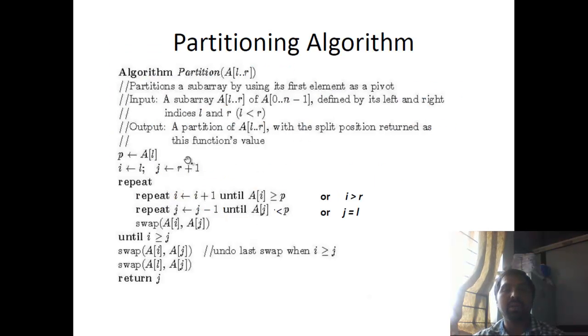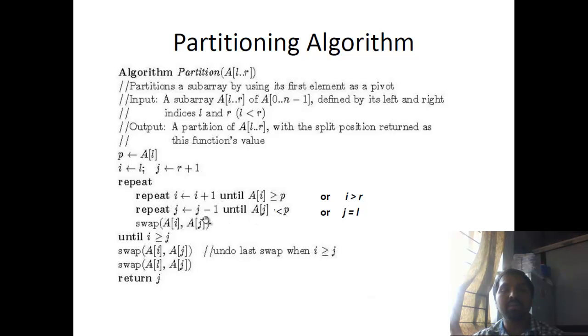So the partitioning algorithm. When we take the partitioning algorithm, the first element we consider as the pivot element, P equals A of L, and then I equals L, J equals R plus 1. Repeat I equals I plus 1 until A of I is greater than or equal to P. So when searching from the left side with index I, we need to find an element greater than the pivot. If A of I is not greater than or equal to P, we increase the position.